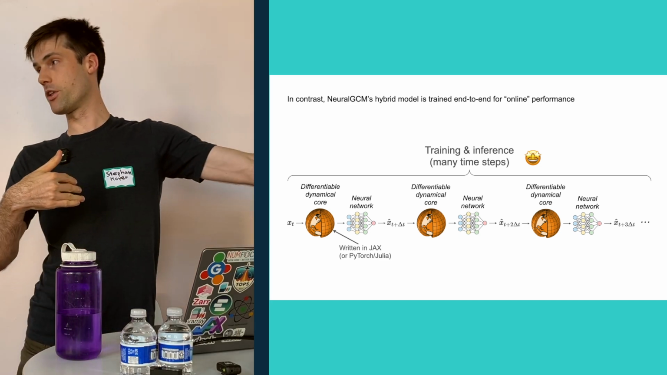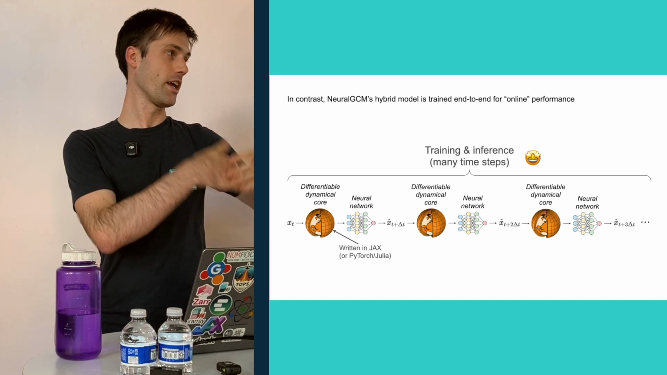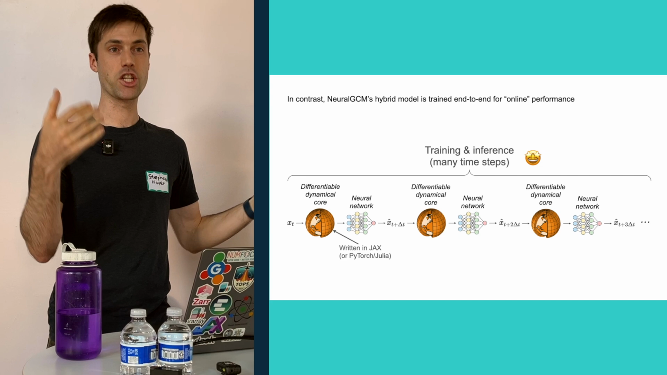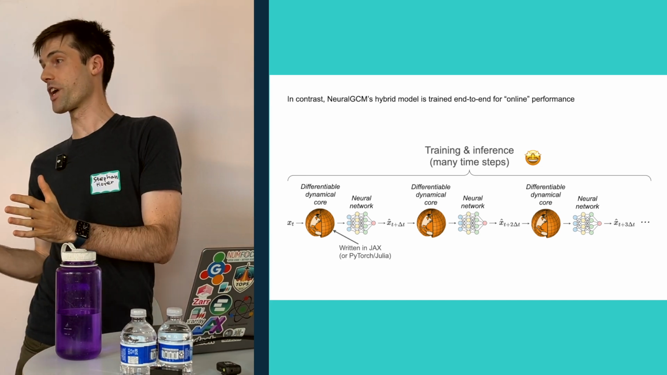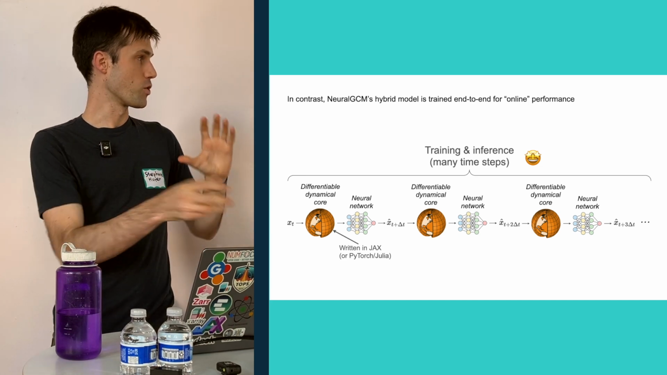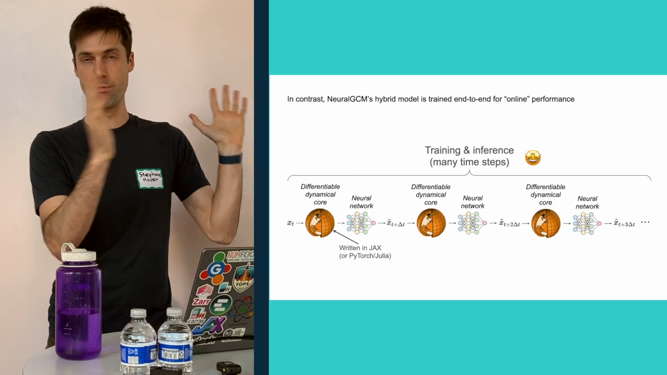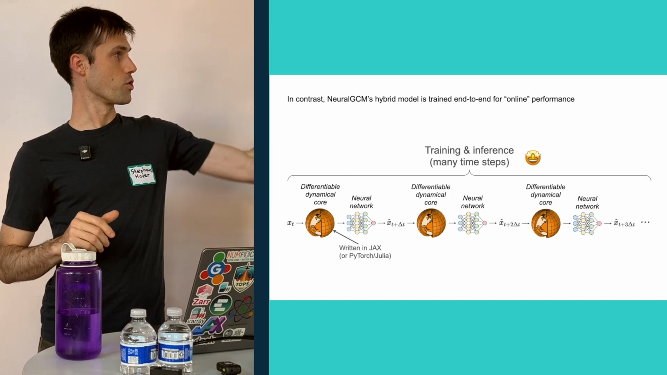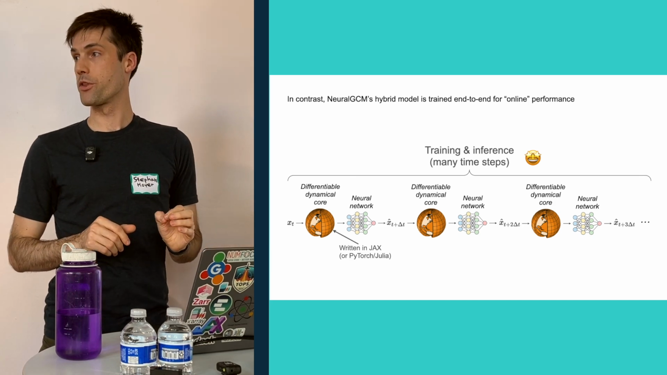So if we care about making a 5-day weather forecast, we can actually have the model trained for making a 5-day weather forecast. And that means there's not this gap anymore, and the model, with this online training, works really well.